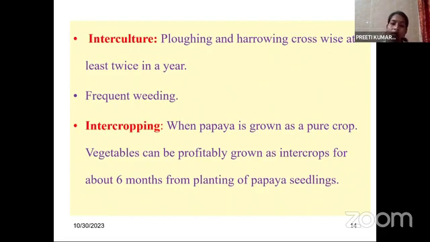Intercropping: when papaya is grown as a pure crop, vegetables can be profitably grown as intercrops for about 6 months from planting the papaya seedling. As we have known, if papaya is the main crop, any other vegetable is also grown to get the economic side benefit. And as we have learned earlier, papaya can also be grown as a filler crop.